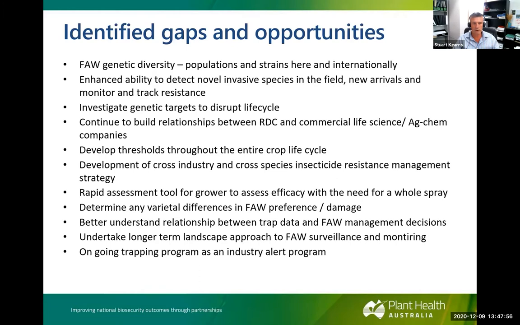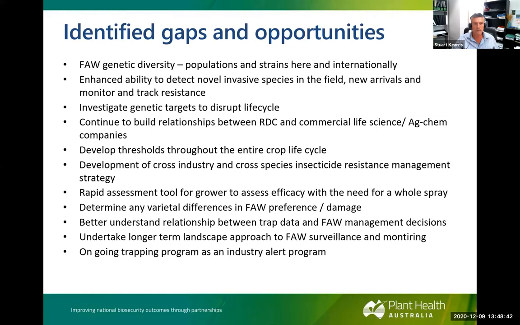Some of the gaps that we've identified to date through that Fall Armyworm forum have been quite extensive, I suppose you could say. We still need to get a better understanding of the genetic diversity we have within Australia, let alone what's coming to Australia. We know that this is not going to be the only incursion that we get from fall armyworm. There will be multiple incursions each year coming in with different biotypes and different alleles, so we need to understand that. We need better ability to detect those new novel species that might come in, whether they're bringing resistance or bringing other things in with them as well, new arrivals, and tracking that resistance within the population.